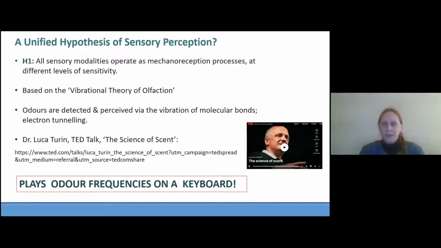So I thought about possible explanations as to what explains all this. And one hypothesis is that all sensory modalities operate as mechanoreception processes, but at differing levels of sensitivity. At the moment, the scientific consensus is, well, we know that hearing and touch, for example, are vibrational. Colour vision, it's not really known. We know about cones, but not what the underlying mechanism is.